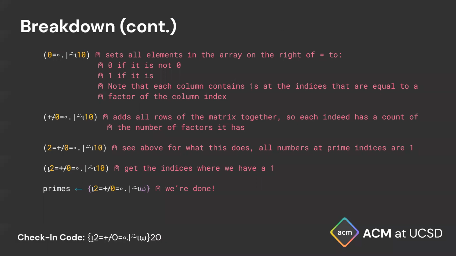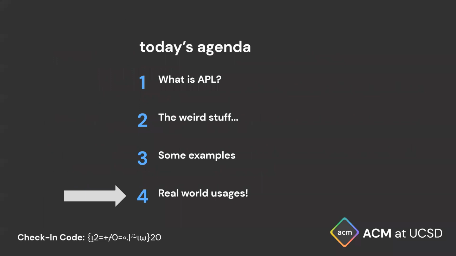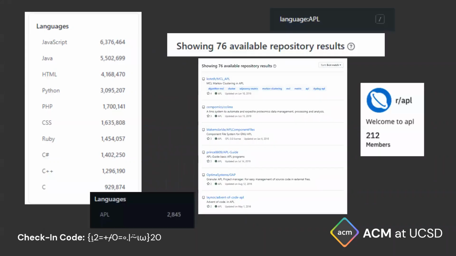Now our last section, we'll go over some more examples in a bit, but we're going back to real world usages. And I'm sorry to say, there aren't any. It is kind of sad, but it's very understandable because we look at languages like this. This is GitHub. I pulled up the GitHub repos to see how popular languages are. You can see JavaScript has 6 million, Python has 3 million, even C has almost 1 million repos that use the language, and APL has around 2,000. It is not a popular language.